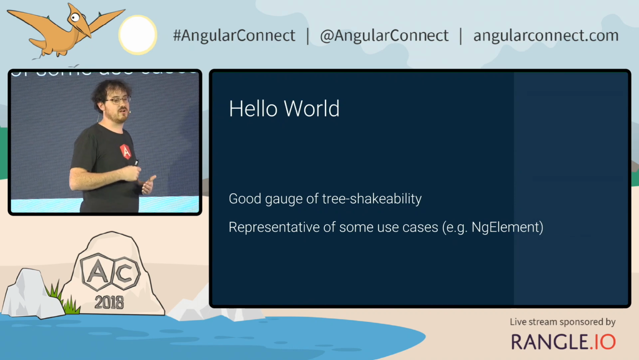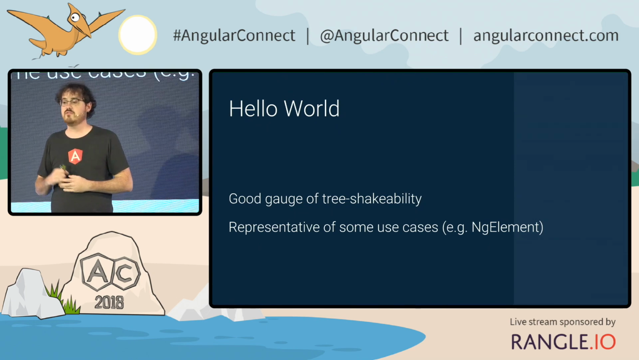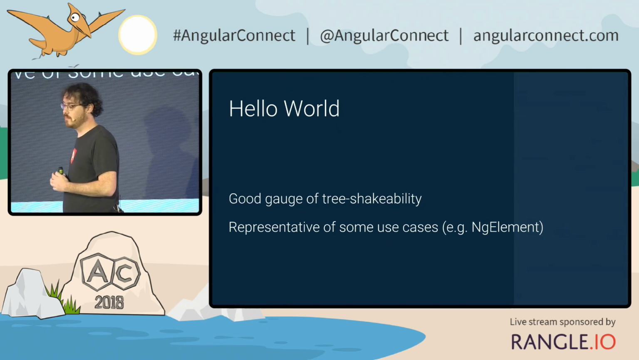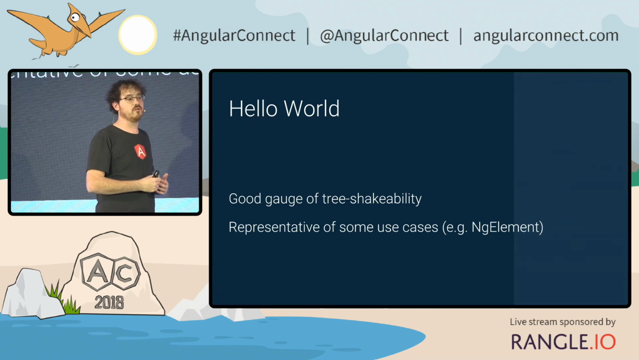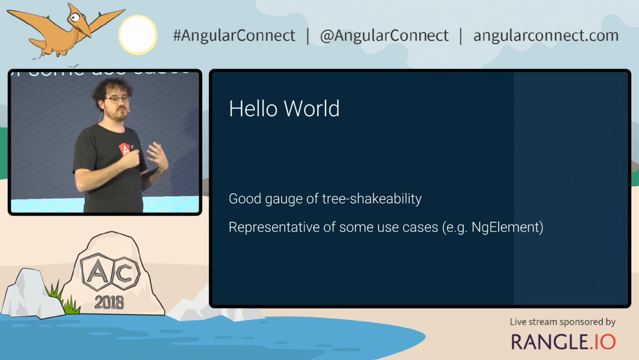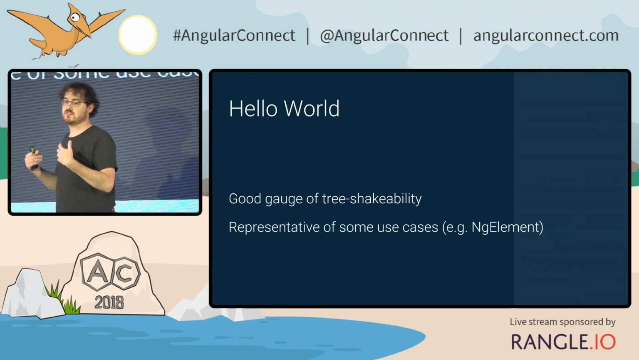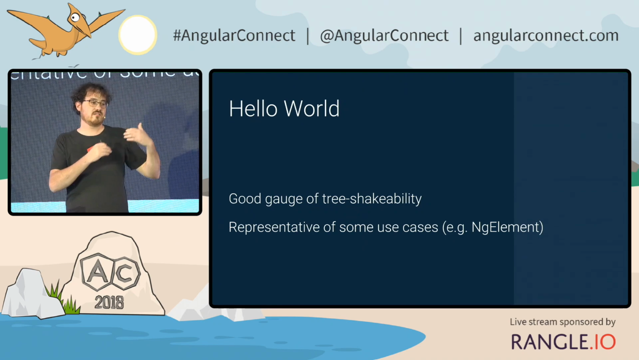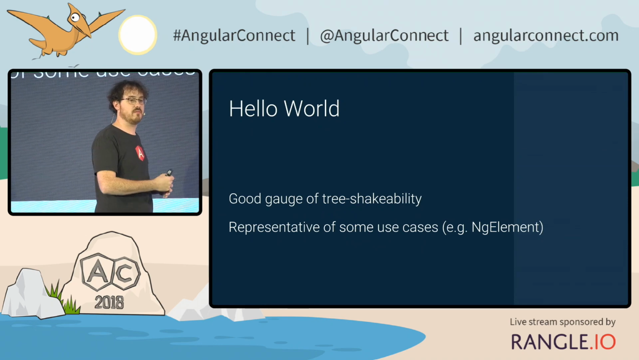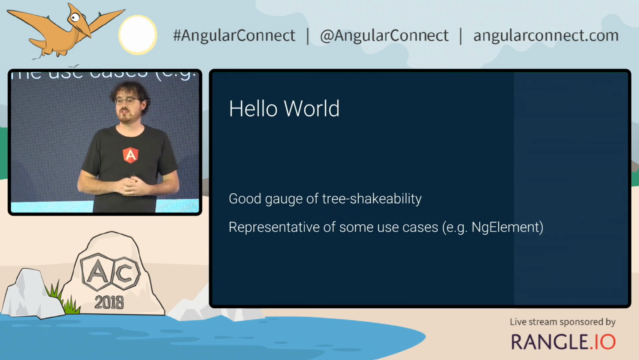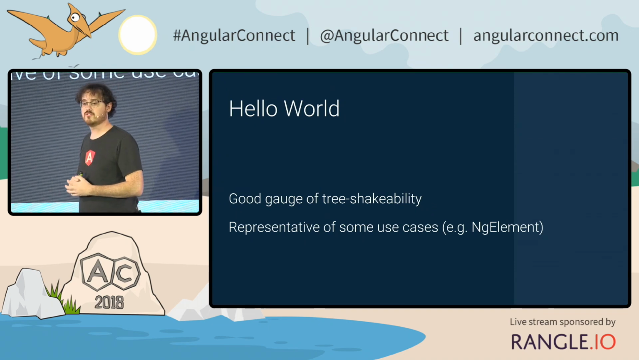It helps us meet our guarantee that most major parts of the framework should be optimizable, even if they're things which most applications use. And secondly, it turns out that this hello world example is actually representative of a real use case. We have Angular elements. And what elements allows you to do is take a component that you wrote, package it up and bundle it as a custom element, and then use it in an application that might not even be using Angular. Just drop it into an application somewhere else.